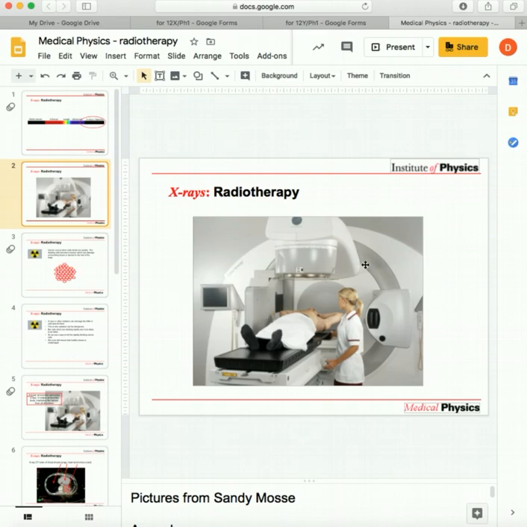So this source will rotate, and it will fire radiation, gamma radiation, from all directions, and the tumour will always be hit, but all the healthy tissue around the tumour, on the way into the tumour, on the way out from the tumour, will get a smaller dose. So you're giving a big dose, relatively, to the most susceptible cells, and a smaller dose to the less susceptible cells. In that way, you're killing the cancer without killing the healthy tissue. At least not so much.